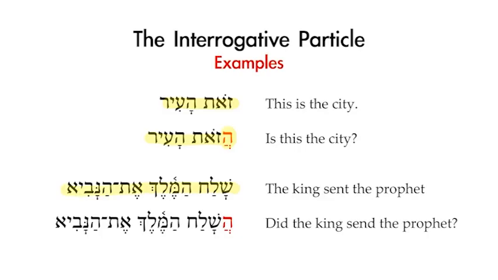In our second example, we have shalach hamelech et hanavi, the king sent the prophet. We change that statement into a question by prefixing the interrogative particle to the exact same sentence. Now we don't have a statement, the king sent the prophet. We have a question, did the king send the prophet? So instead of the question mark appearing at the end of an English sentence, the interrogative appears at the beginning of a question in Hebrew.